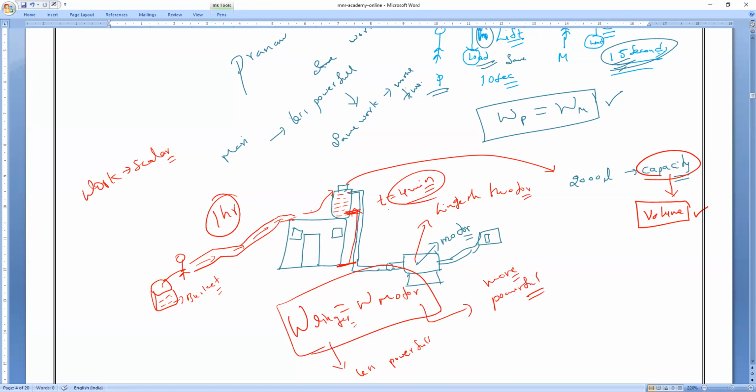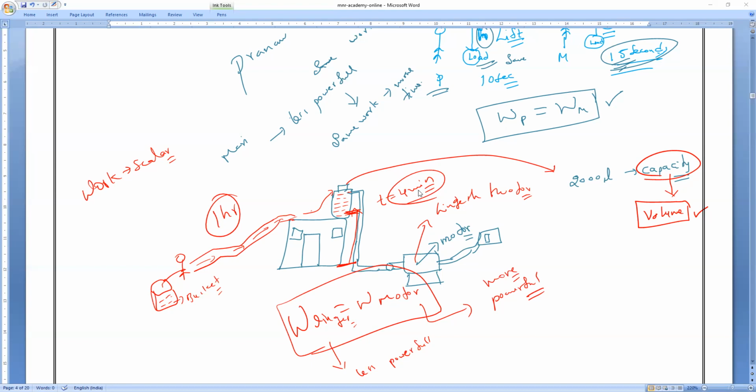Fastness. Time. Yes, that is it. The motor can fill the water very fast, and if Lingesh tries to fill the water, it will take 1 hour. Am I right, Mr. Lingesh? Clear, everybody?